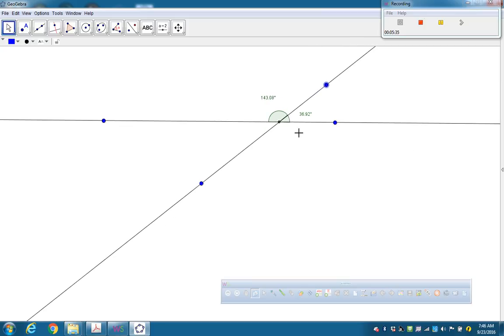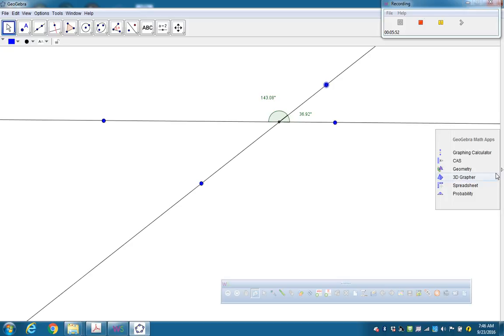What do you think is true about those two angles? Come on. They add up to 180, right? Because this makes a straight line. To make sure of that, watch this cool thing I was playing with last night.